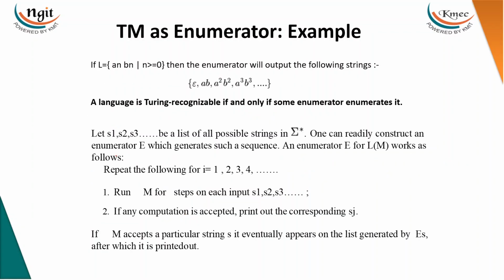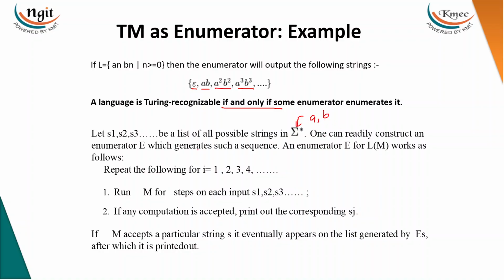Then let me go with the example of the enumerator. See, a language is Turing recognizable if and only if there must be some enumerator. Okay. Then what will happen here? A power n, b power n means it would be epsilon, 1a, 1b, 2a's, 2b's, 3a's, 3b's. So it is going to take all the strings possible. Let S1, S2, S3 be the list of all possible strings in sigma star, meaning all the possible strings with a comma b.